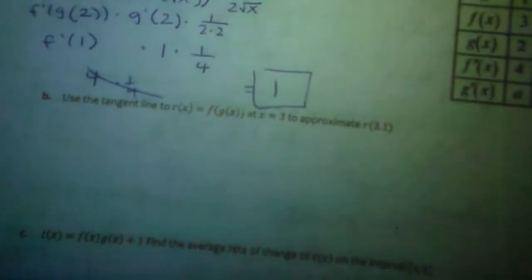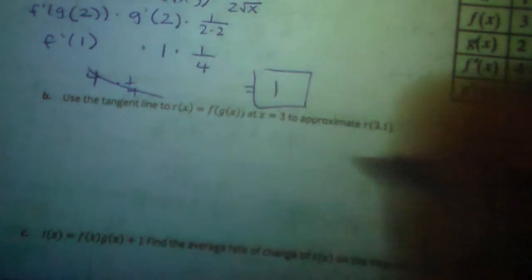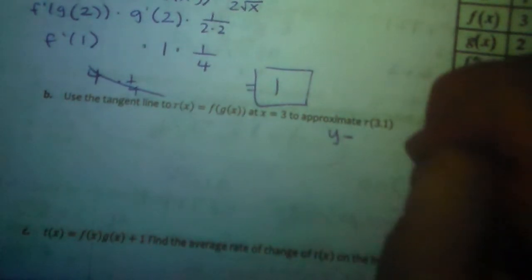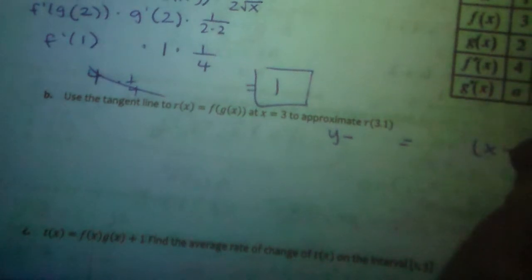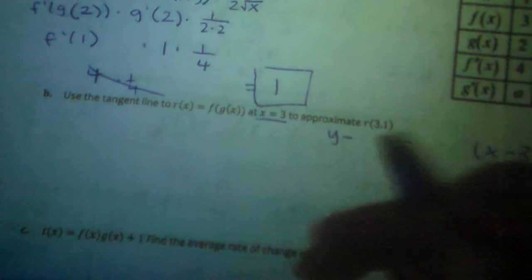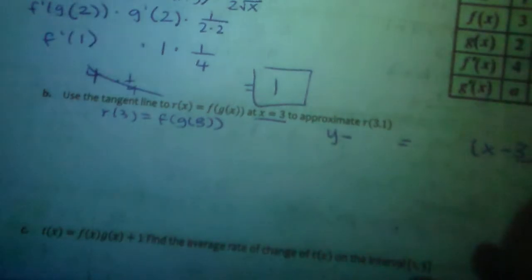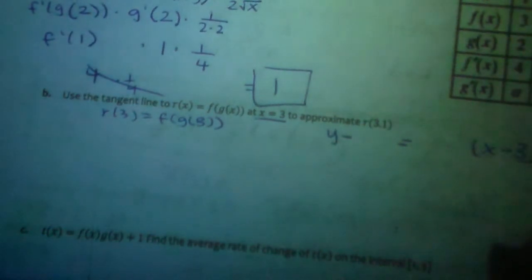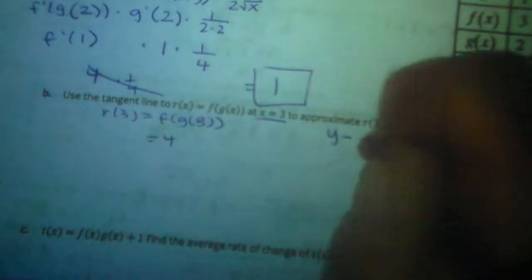Use the tangent line to R to approximate 3.1. So I know I'm going to do a tangent line, y minus something equals something times x minus 3. So I'm doing the tangent line at x equals 3. Let's find R of 3. That's just f of g of 3. G of 3 is 4. F of 4 is 4. So this is just 4.